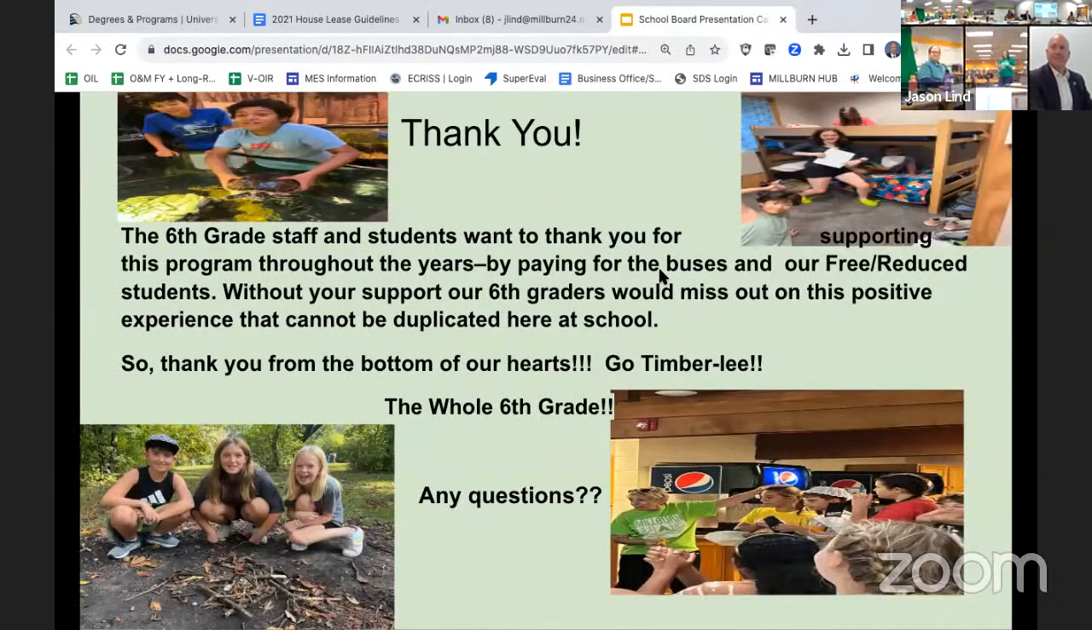Oh, sure. So we just came to thank you too, because many years ago this trip started to become expensive, and you talked about transportation. You pay for the buses, so thank you. You pay for the buses, and our free and reduced students are also paid for by the school district. Without your support, we couldn't take the kids there. We can't do anything on this magnitude here at school. We have to take them there.